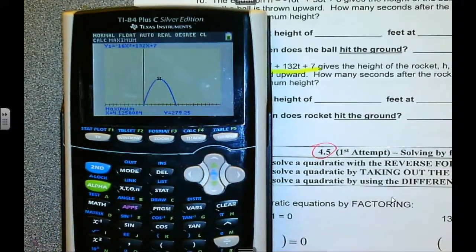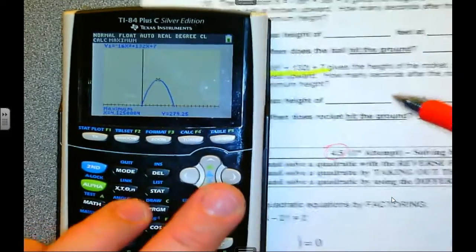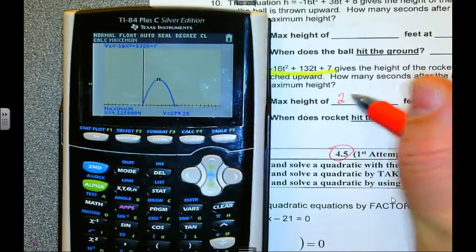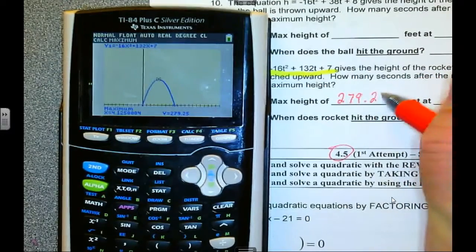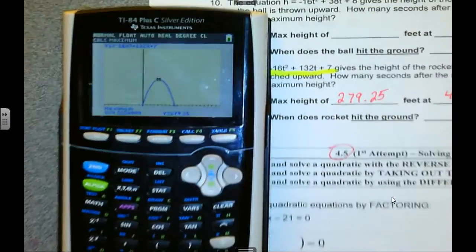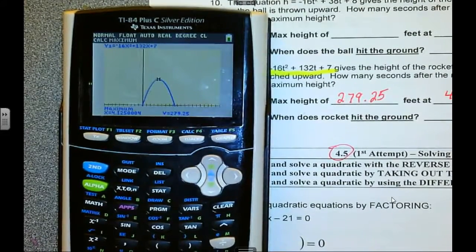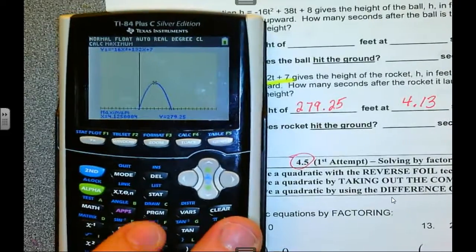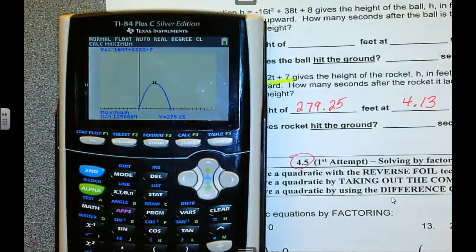Now, which one's the height? The y value, okay? So your y value, maximum height of 279.25 feet at, now your time is your x-axis, which is 4.13 seconds. Now, we're not done. So we're not done. Because it wants to know when the... Done.